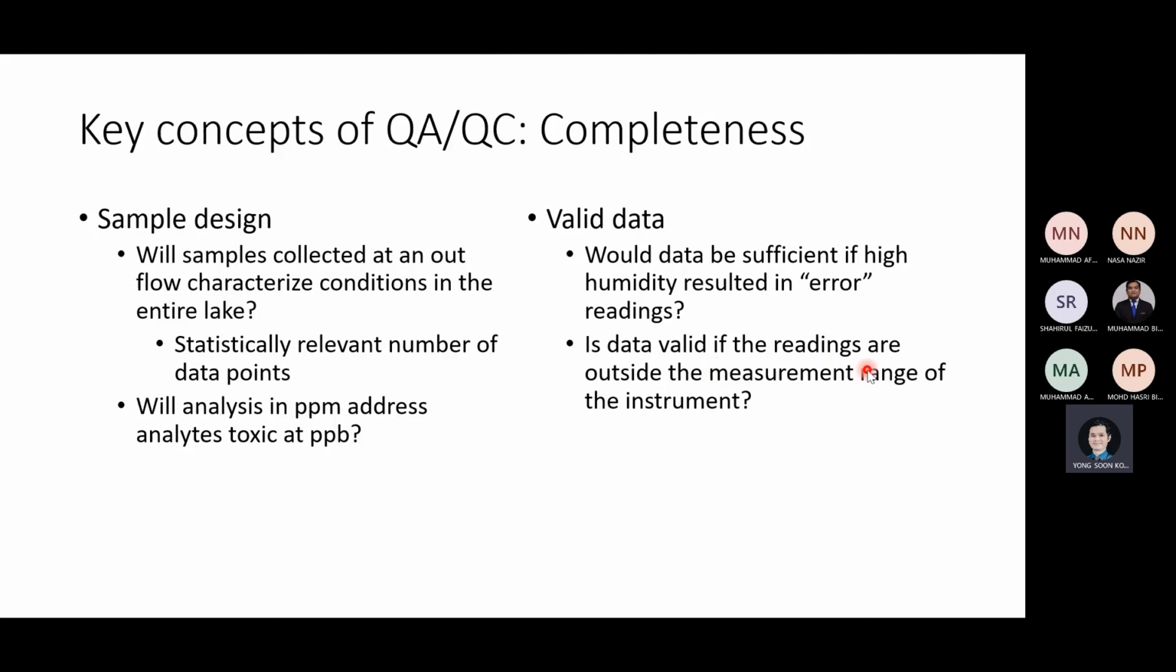Okay, is the data valid if the readings are outside the measurement range of the instrument? Of course. You have to make sure that the sample that you collected is preserved and pre-treated. If it is outside of the measurement range, you have to pre-treat it. Now, for example, if the analyte has a concentration exceeding the measurement range of the instrument, you have to dilute it. Example, UV-Vis. UV-Vis is always like that. If you have a chance to use UV-Vis, you always need to dilute it.